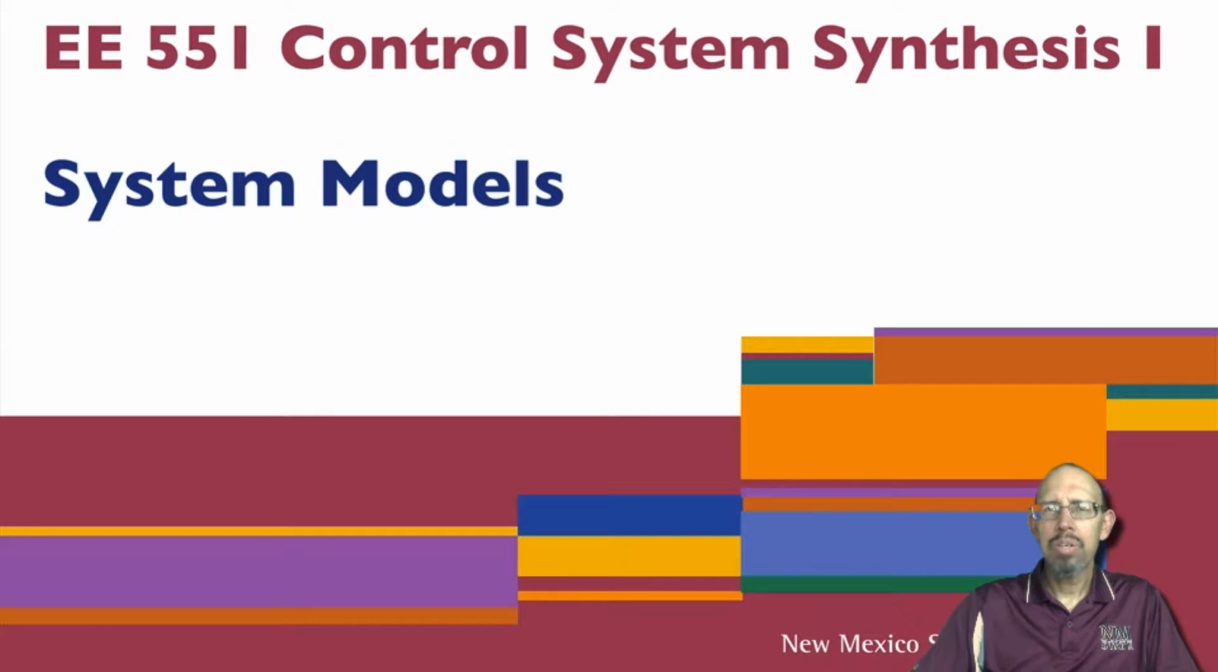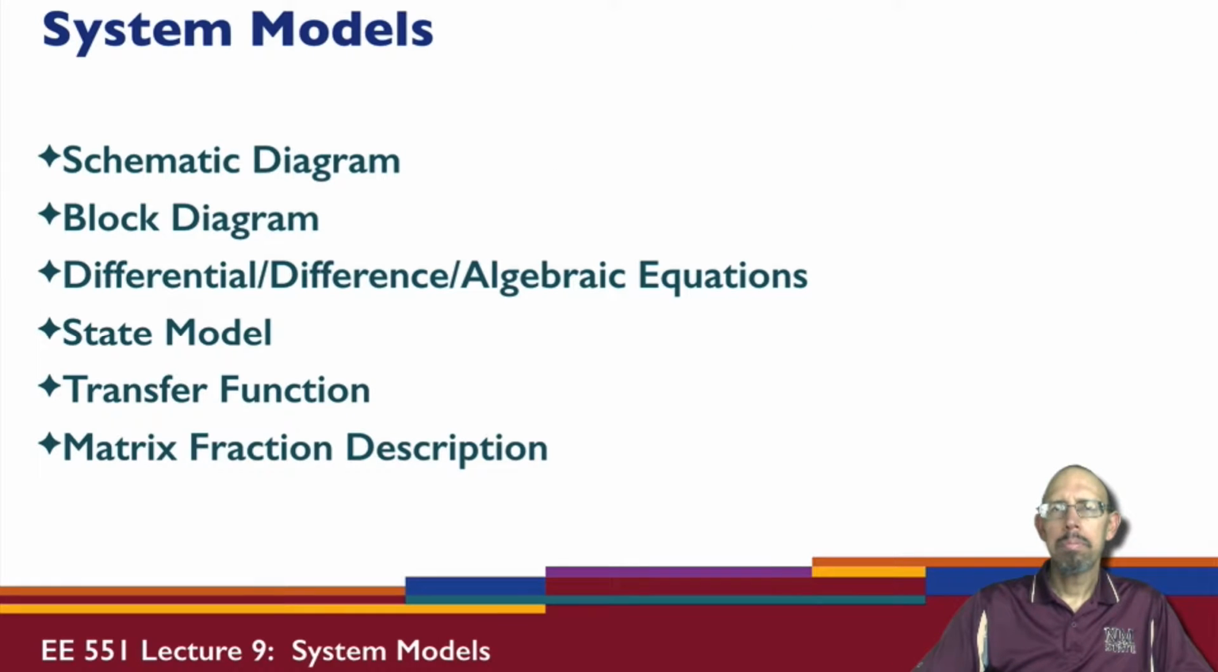Now we're going to talk about system models. We've looked at the basics of dynamic systems and important system properties. Now we're going to look at system models, and here are some of the different kinds of models we could look at. Schematic diagram, that can be a model of a system.